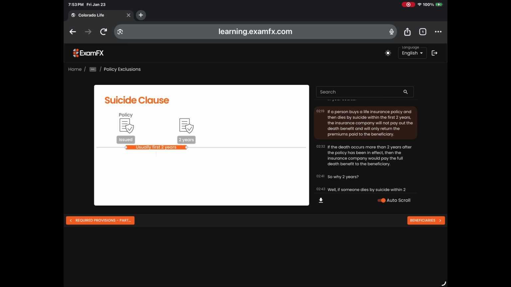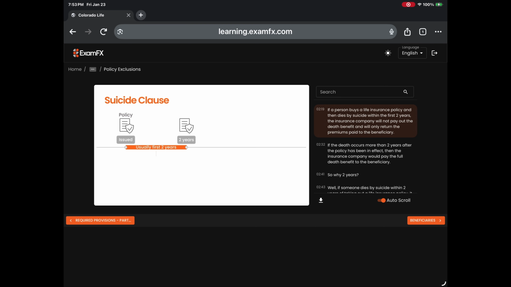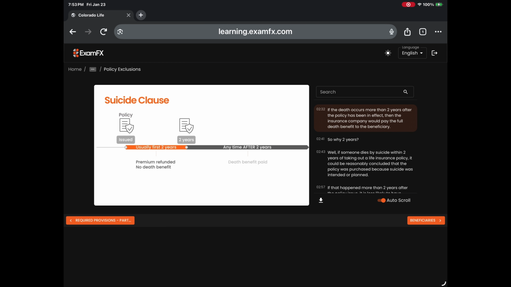If a person buys a life insurance policy and then dies by suicide within the first 2 years, the insurance company will not pay out the death benefit and will only return the premiums paid to the beneficiary. If the death occurs more than 2 years after the policy has been in effect, then the insurance company would pay the full death benefit to the beneficiary.